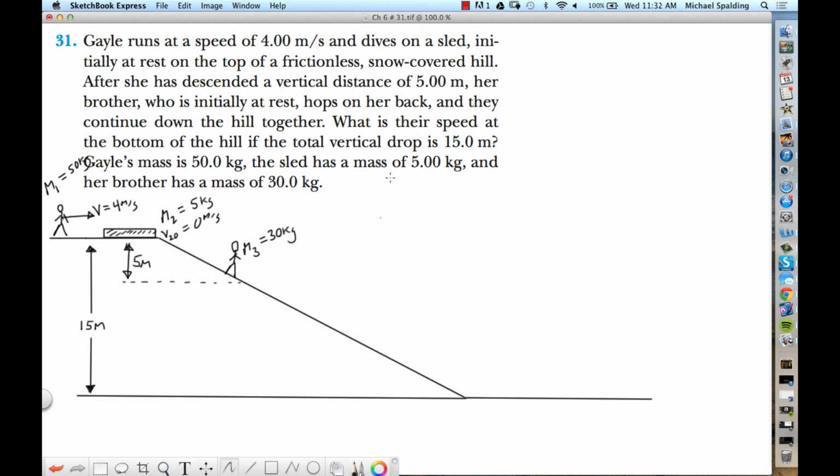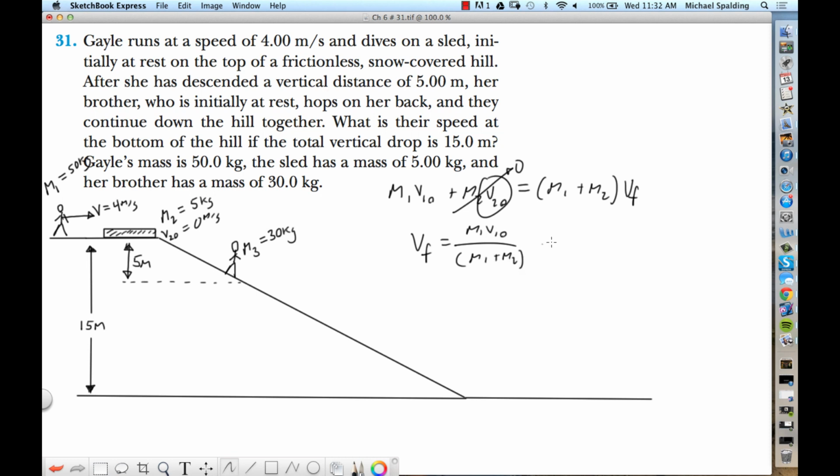It's a collision. So focusing right here, a girl jumping onto the sled: M1 V1 initial plus M2 V2 initial. The objects stick together, so combine the masses, M1 plus M2, times V final. What was the initial velocity of the sled? 0. So now we can find V final after she jumps on it. M1 V1 initial over M1 plus M2.